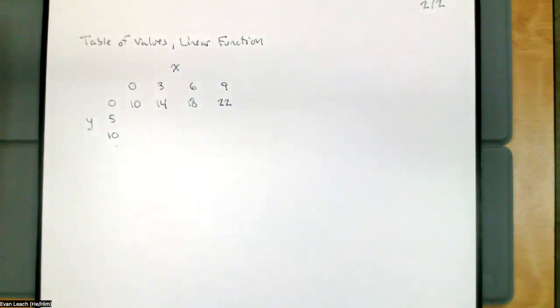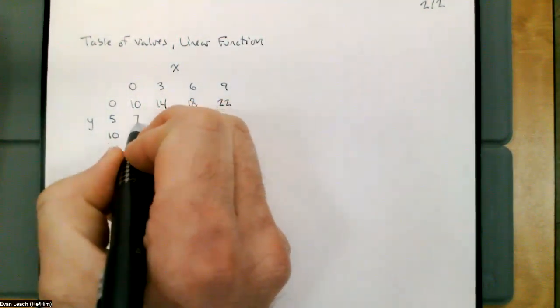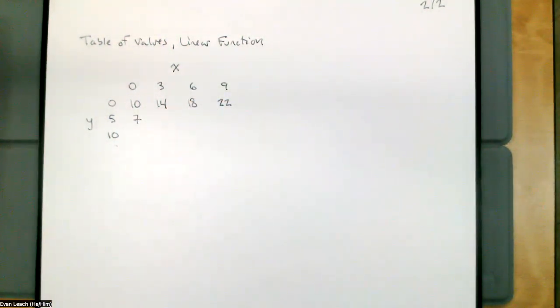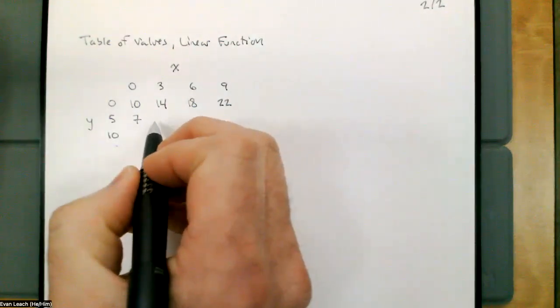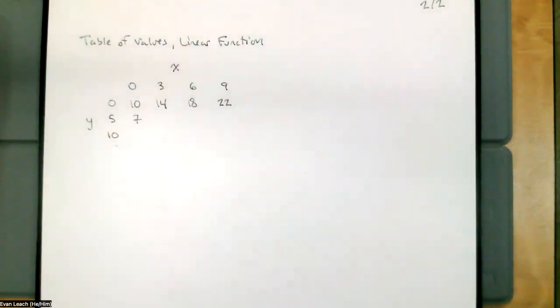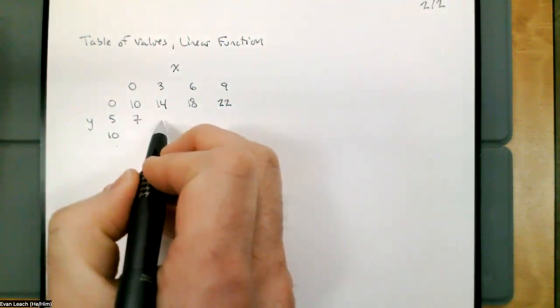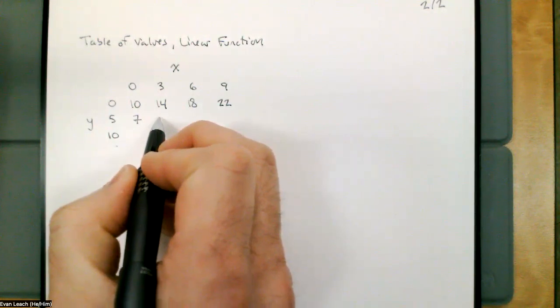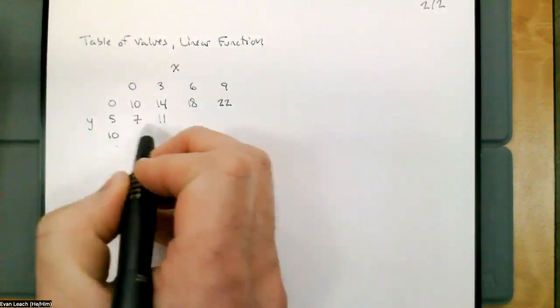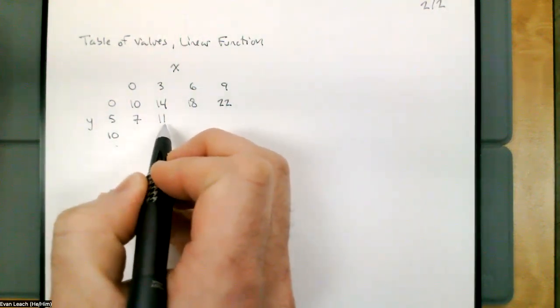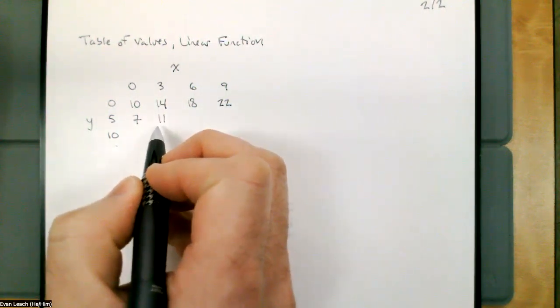Now let's see. When x is 0 and y is 5, let's suppose that I make a 7. Do you want to go across or down first? Across it is. What should be next over here? 11. How do we end up at 11 here? Because it goes up by 4.